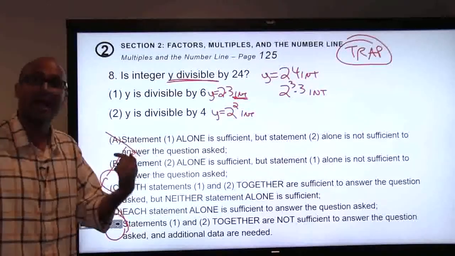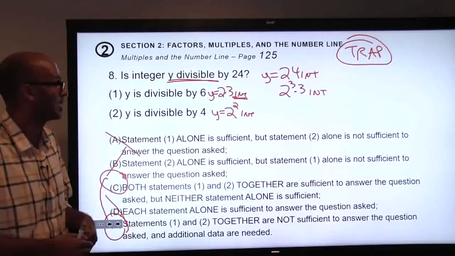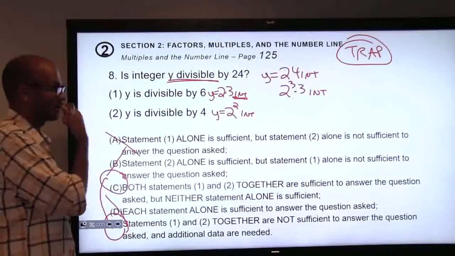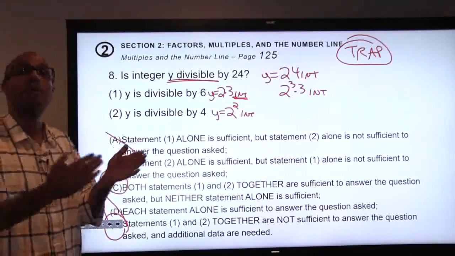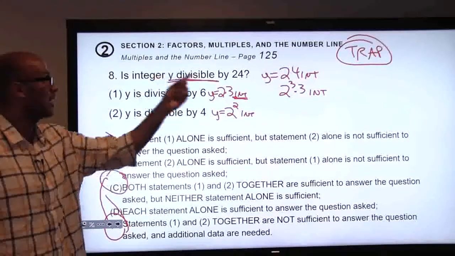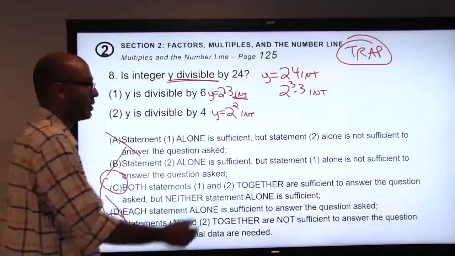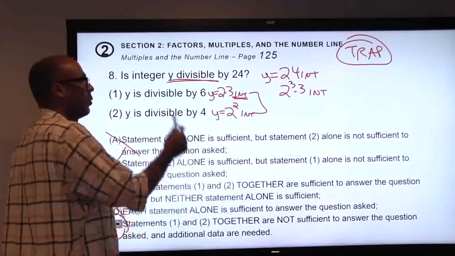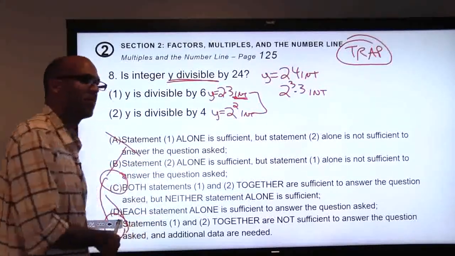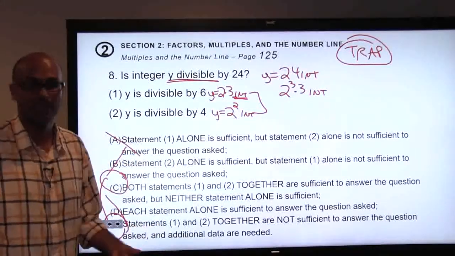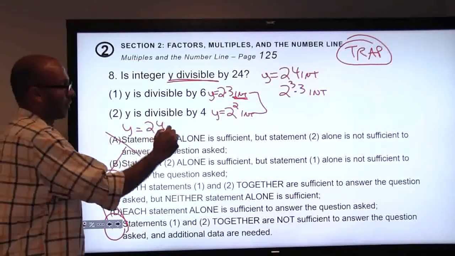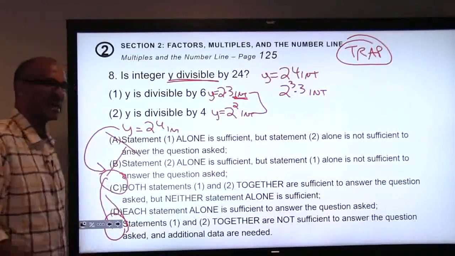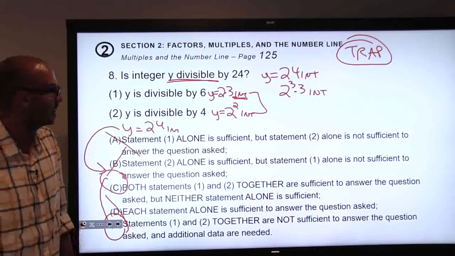So now we have to combine both pieces of information. Meaning I know statement 1 is true, I know statement 2 is true. I now need to say if I have both of them together, is it enough for me to answer the question being asked? Well, what does it tell you? If you know y is a multiple of 6 and y is a multiple of 4, then that must mean y is a multiple of 6 times 4, or y is a multiple of 24. That's why the guy picks choice C.